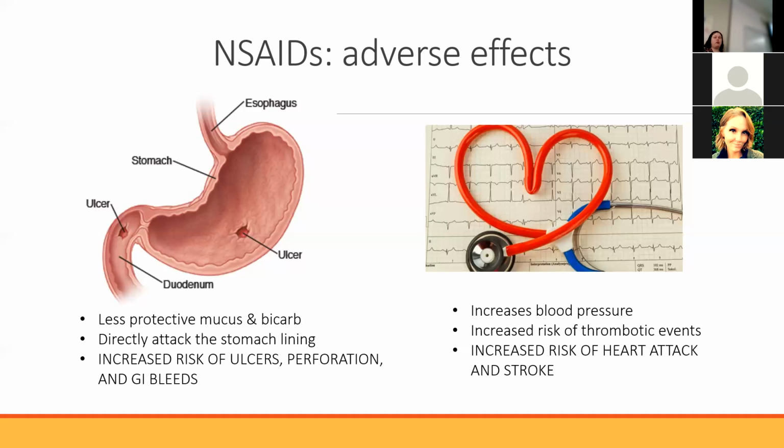Cardiac, so some increases in blood pressure, some increase of thrombotic events from the COX-2 pathway. So there is a small increased risk of heart attack and stroke, particularly in certain NSAIDs, but it is a very small risk.